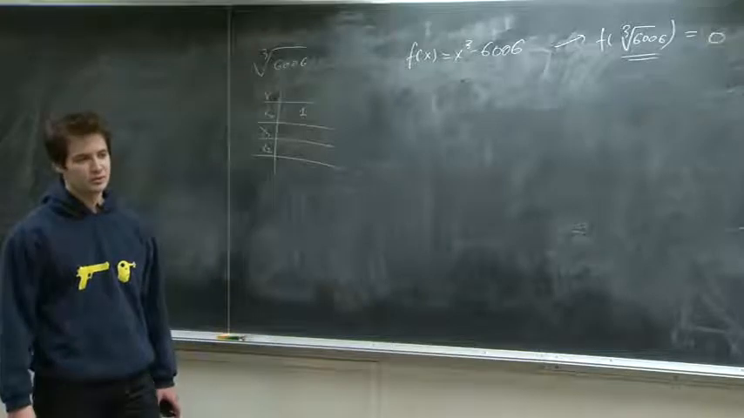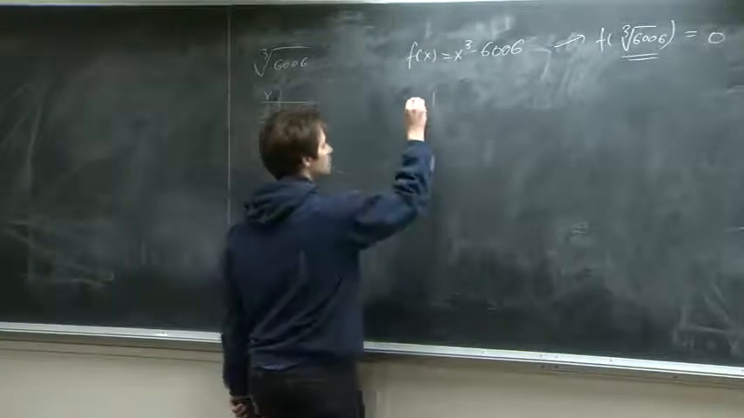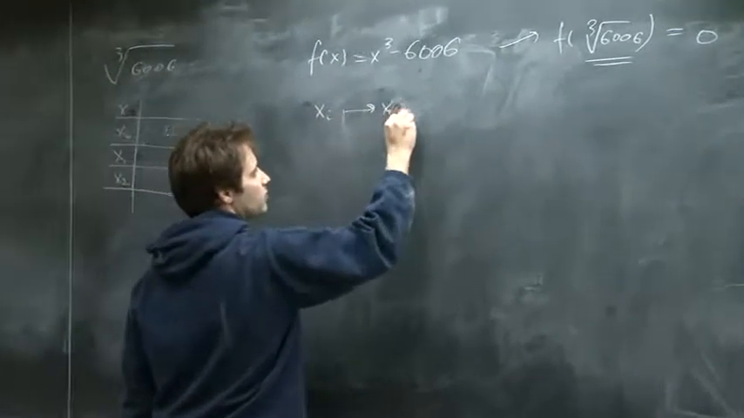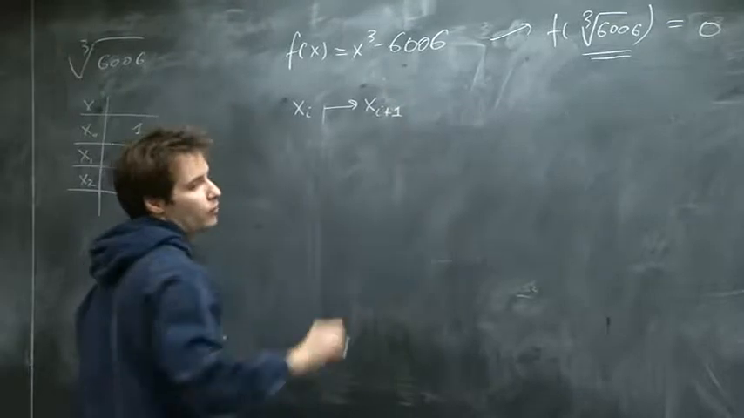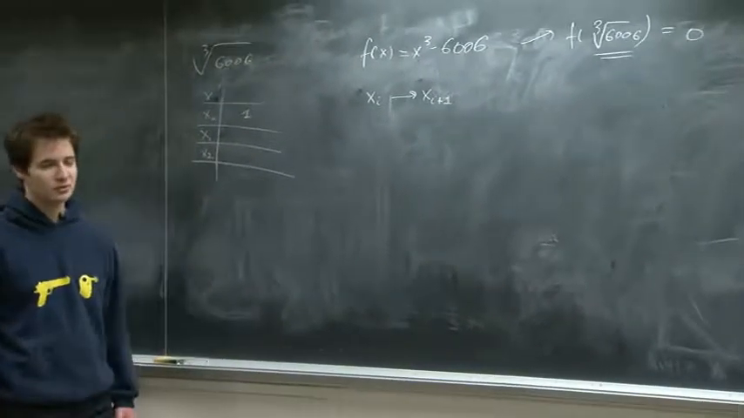What does Newton's method want us to compute? Given an approximation xi, how do we get to the next approximation, xi plus 1? Formula. By the way, this formula should be on your cheat sheets. If it's not, no sympathy for you.